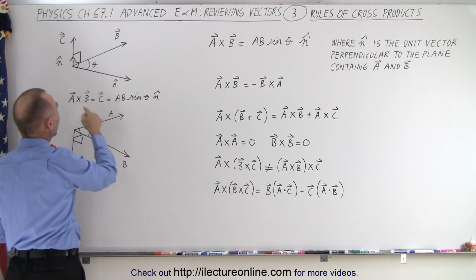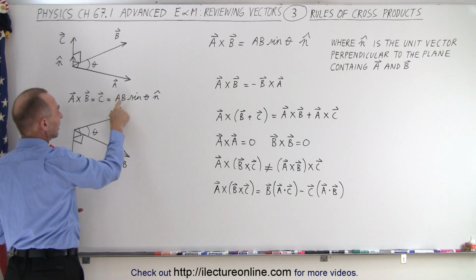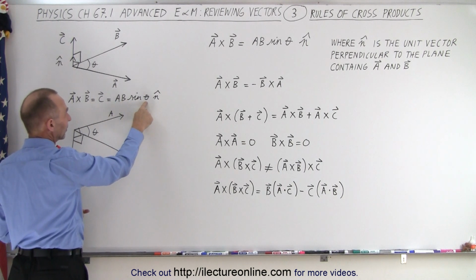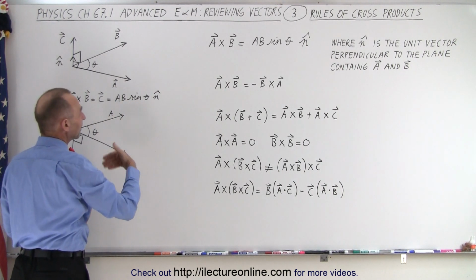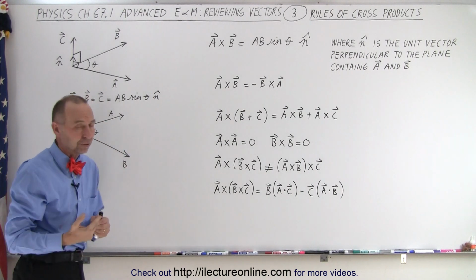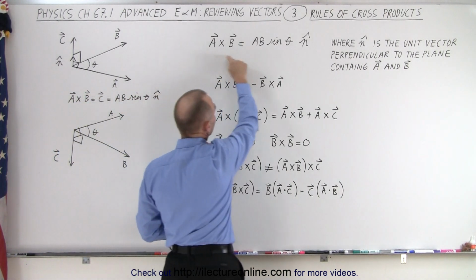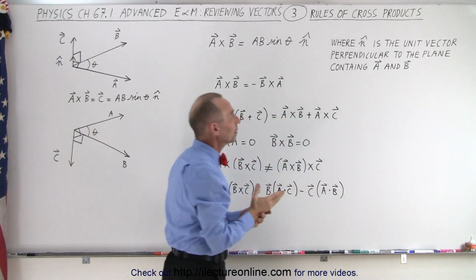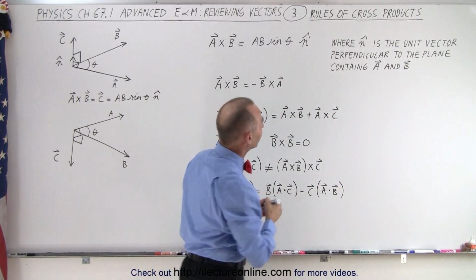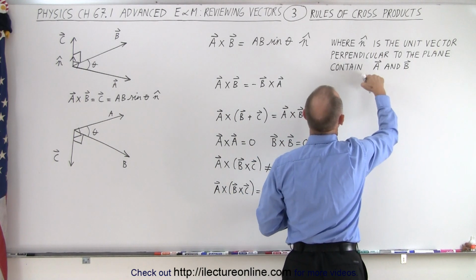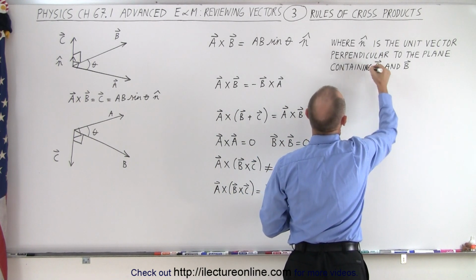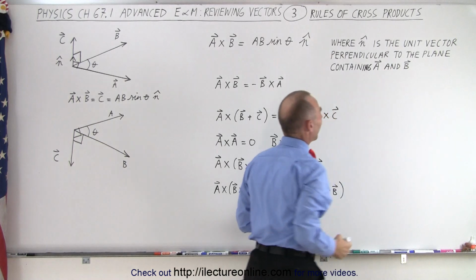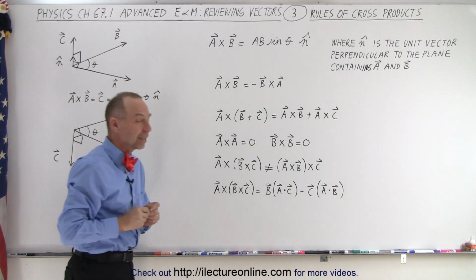The magnitude of A cross B will be the magnitude of A times the magnitude of B times the sine of the angle theta, and we can call that times the n unit vector. So in other words, we can write it like this, where the unit vector n is perpendicular to the plane containing the vector A and the vector B.